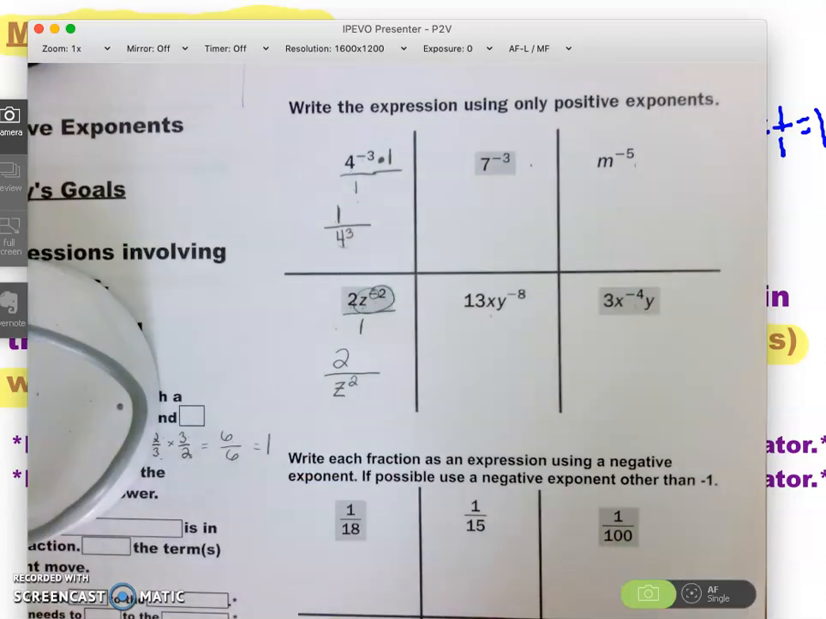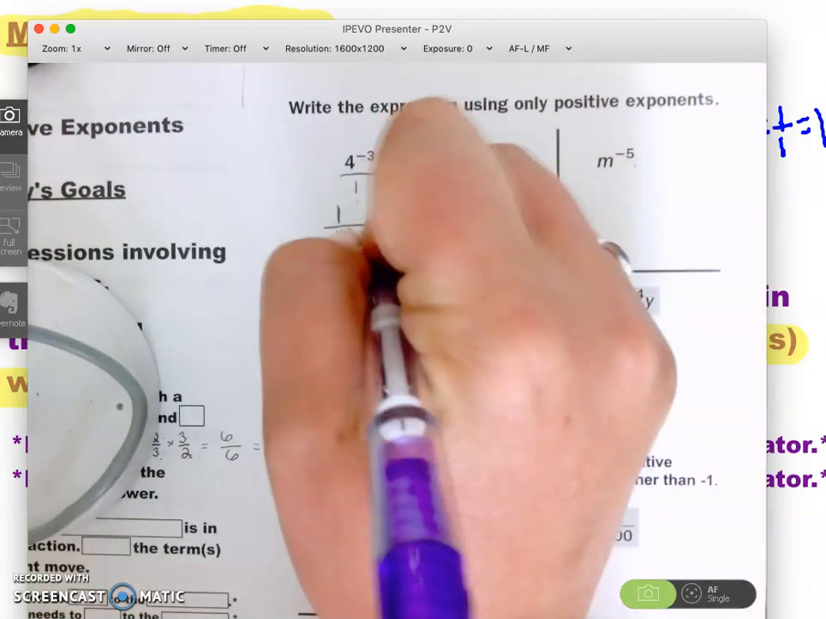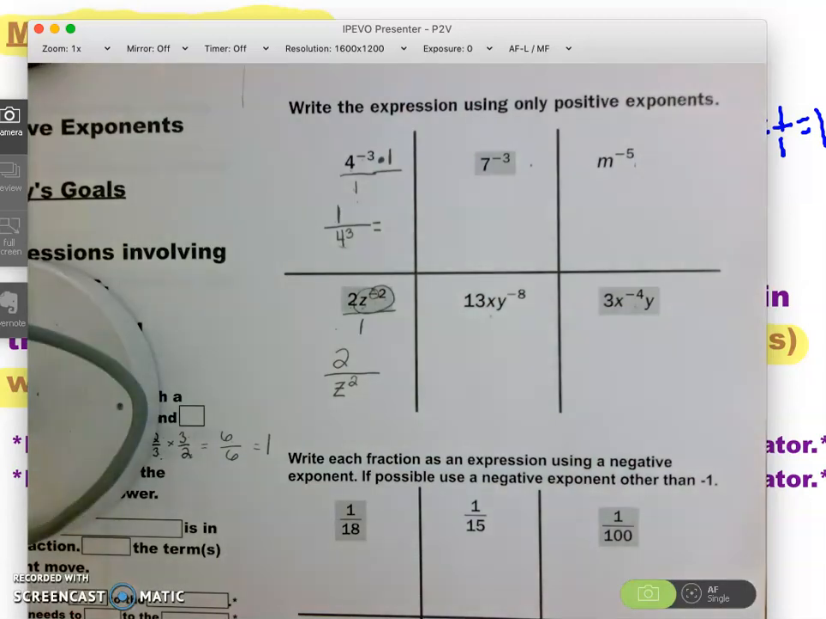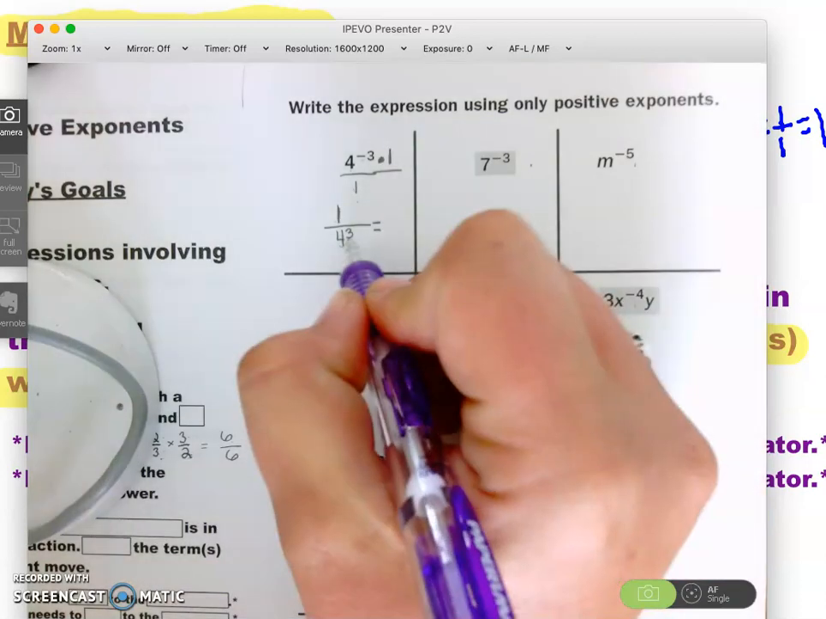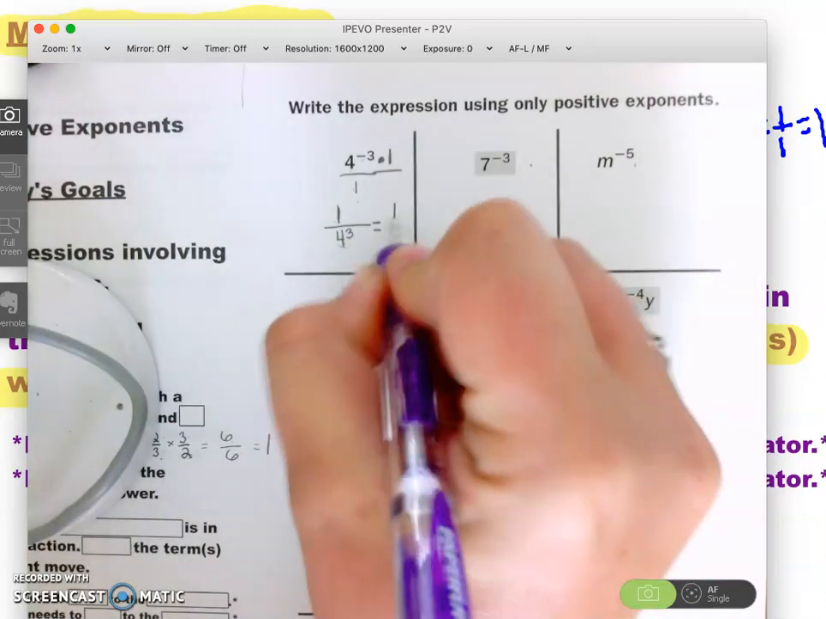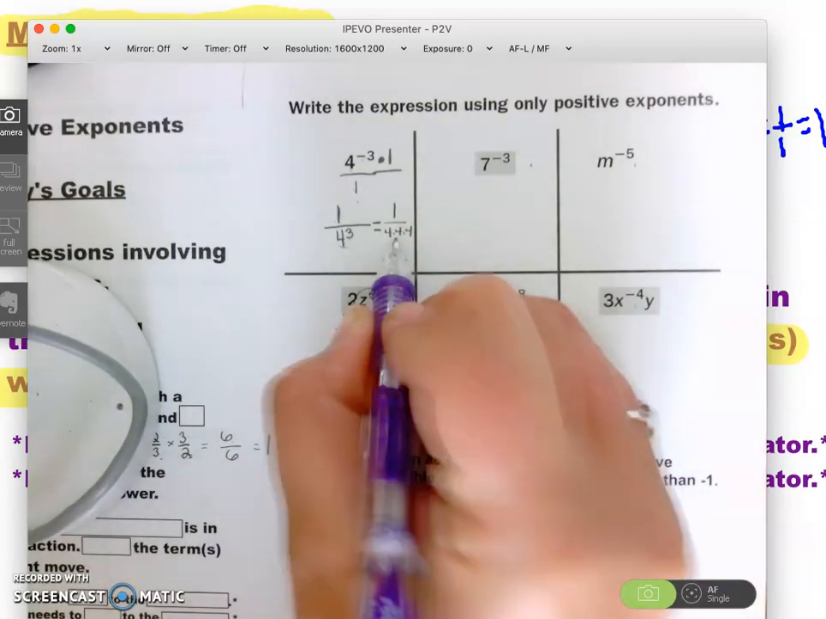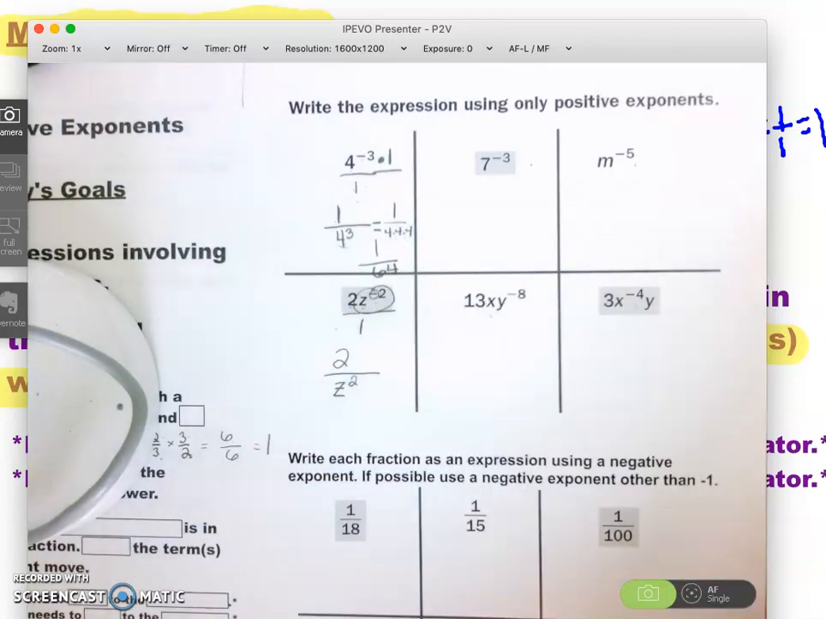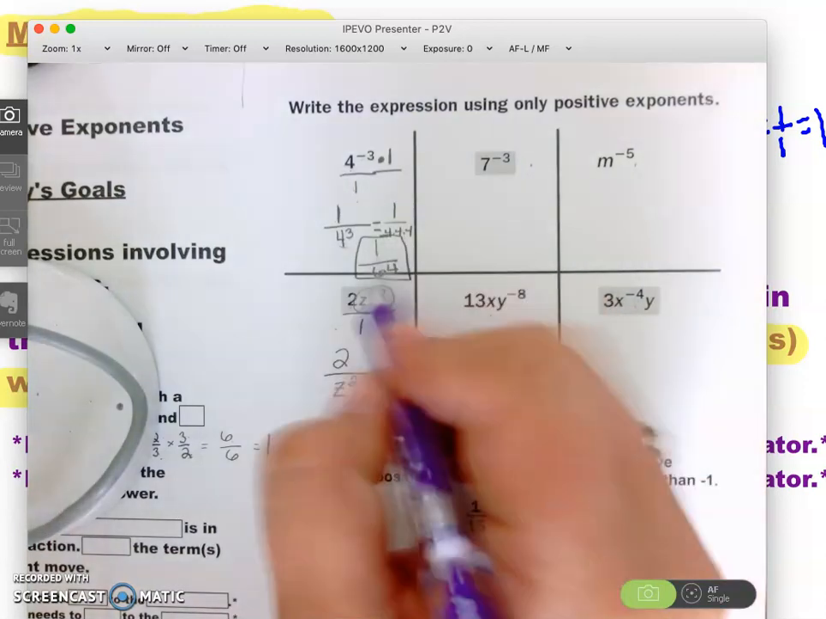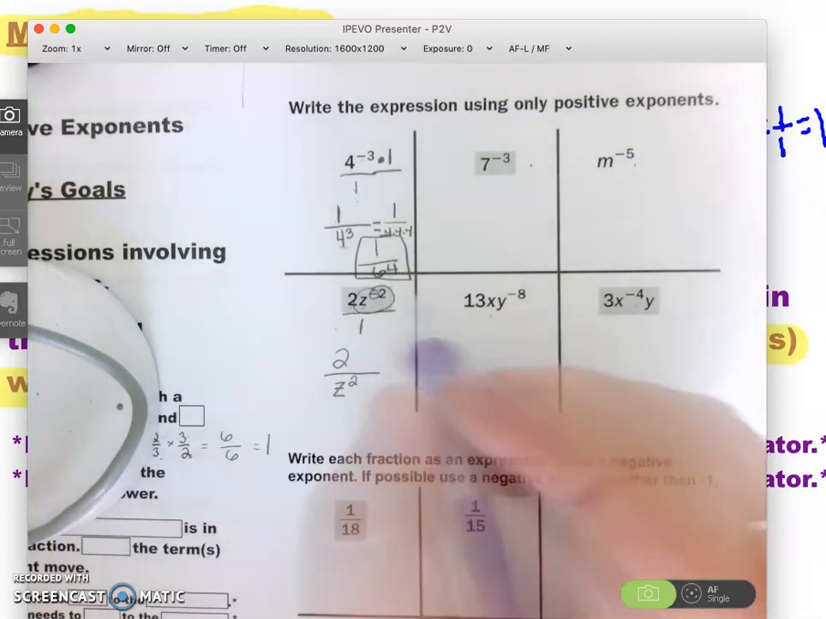Now I have 1/4 to the third power. Again, this negative will not make my answer negative. All it's going to do is make it smaller. It's going to make it a fraction. Now if I have 4 to the third power, that means 4 times 4 times 4. 4 times 4 is 16, times 4 is 64, so I have 1/64. And that is my answer. Again, I don't have a negative answer. This negative exponent does not make my answer negative.